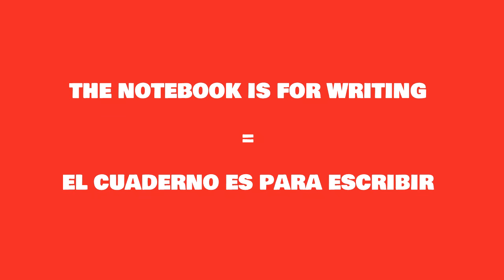Another example of this. The notebook is for writing. The purpose or aim of the notebook is writing. Imagine a big red arrow from the book to writing. That's the aim of the notebook. The notebook is for writing. El cuaderno es para escribir.